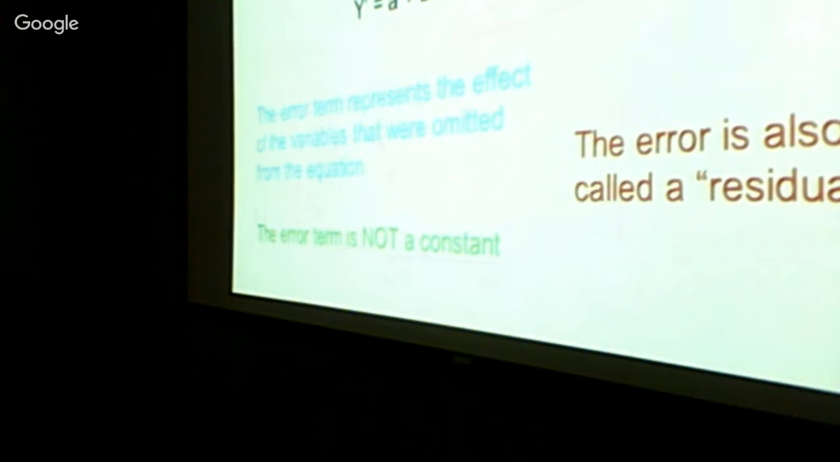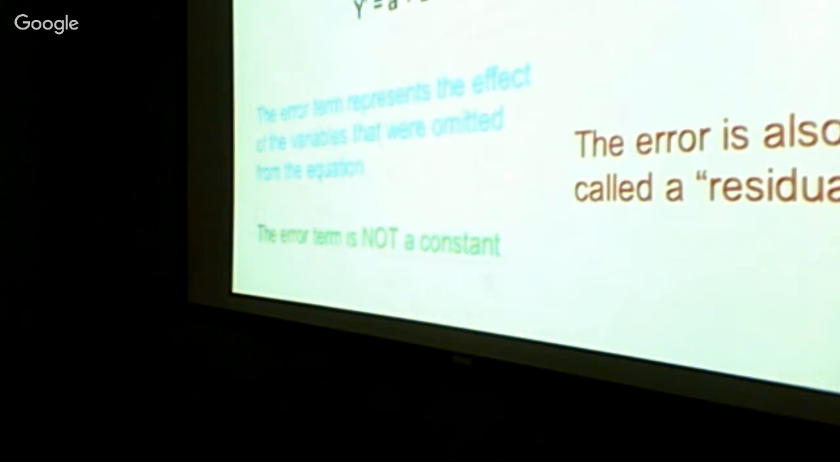Okay, what is that something else? It's an error term. So the error term, first of all, is not a constant. It's not going to be a number. It's going to be different for every value of x and y. So this error term accounts for something else. What does it account for?